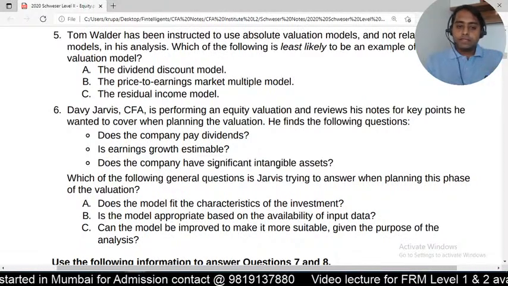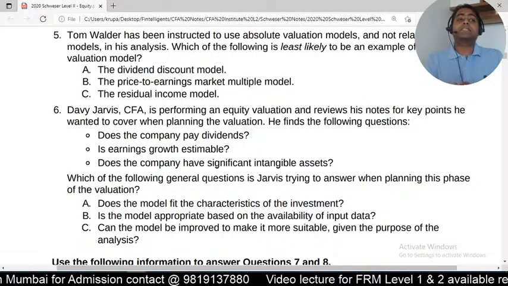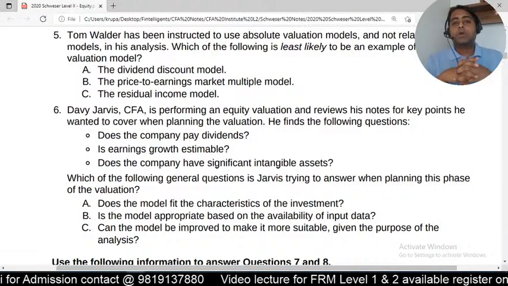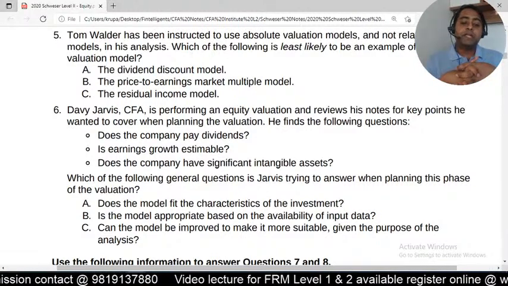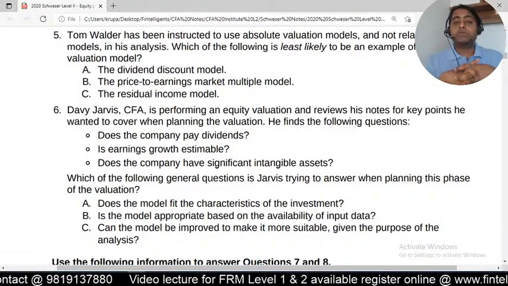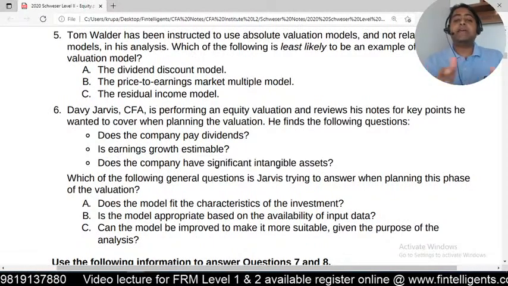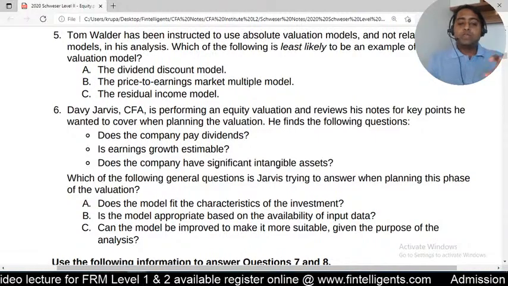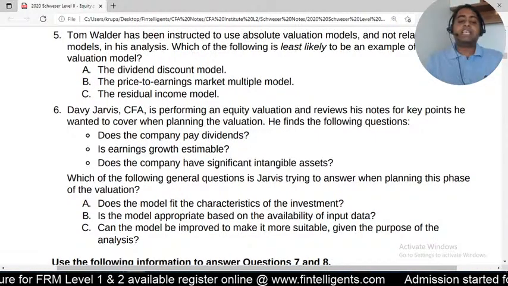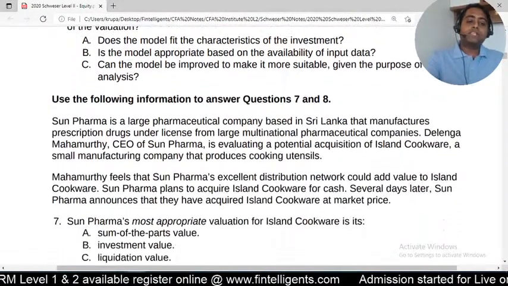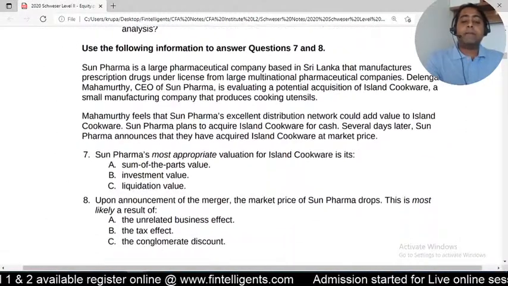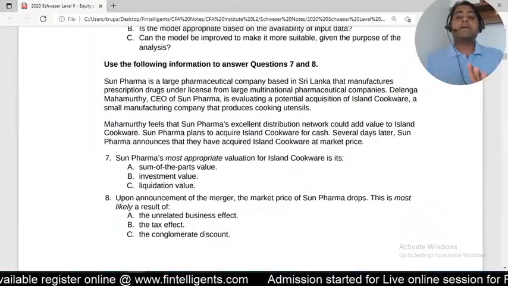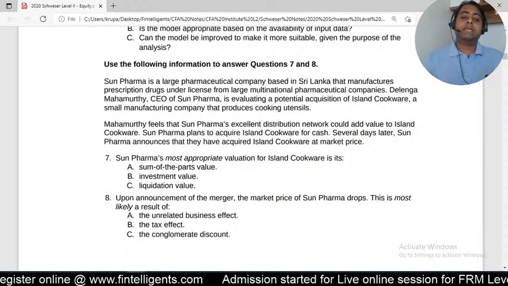Yes, the answer is A, because he wants to understand which model to use. What is the characteristics of the investment? So basis that he can decide which model will fit my investment analysis. The answer for this 6th question is A. You would remember these 3 pointers we saw in the last part of the chapter. Let us go toward this next part and mark this question as star. Similar type of question will be expected in the exam.